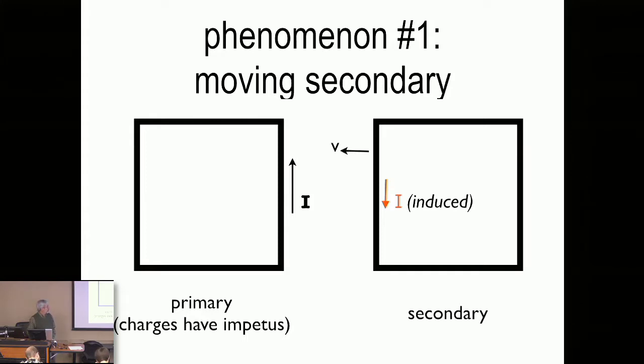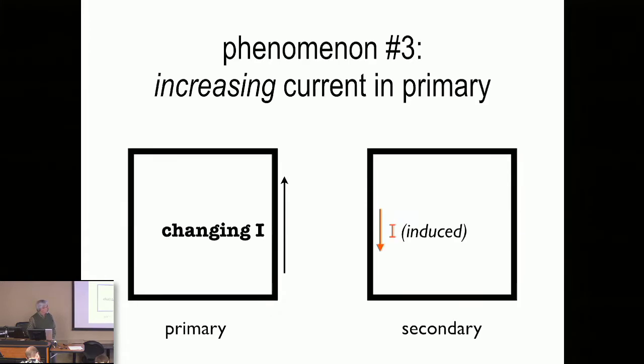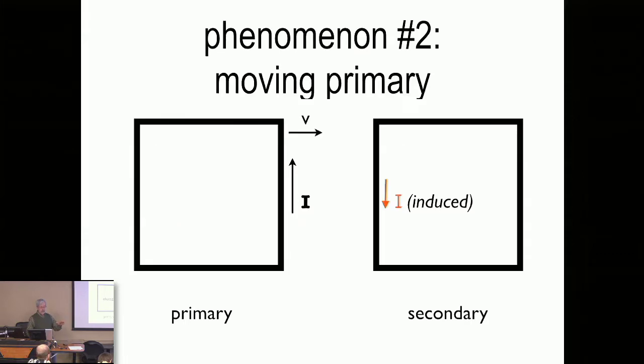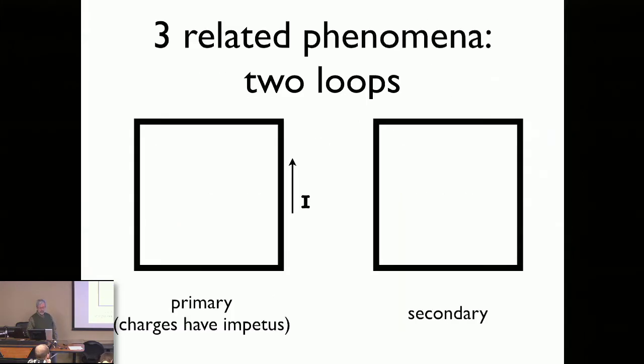If I push the secondary towards the primary, if I push the primary towards the secondary, or if I increase the current, all three of those things induce current in the secondary. But all of those require some change. You have to change the place of the secondary, or change the place of the primary, or change the current. Something's got to change. If you just left them like this, nothing would happen. Right? Got to have some change.